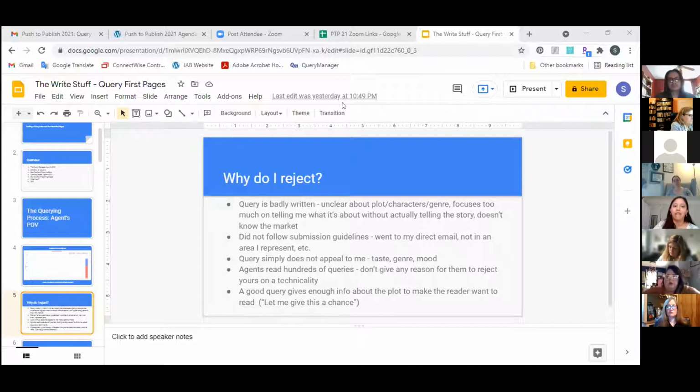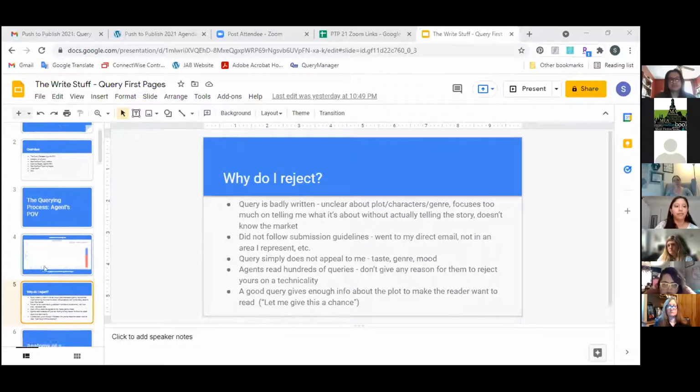And even though I just said that tastes are very subjective, if you have a very well written query, it could be the one where I'm like, well, I normally don't go for sci-fi cop mysteries, but this person described the story in such a compelling way that I'm like, let me give it a chance. Let me check it out. Maybe I'm going to be surprised and find a new area that I'm interested in representing.